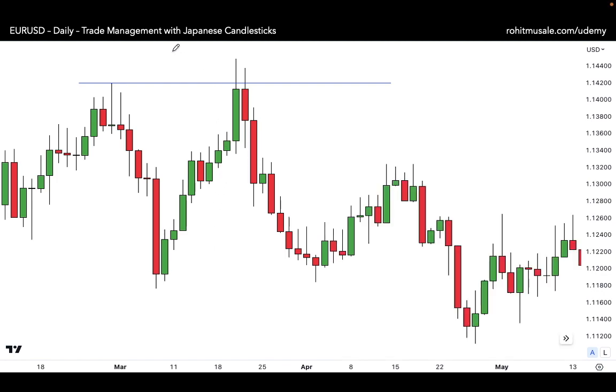So please understand that Japanese candlesticks not only help you in entry, they also help you in exits, they also help you in partial exits, and they also help you in management.